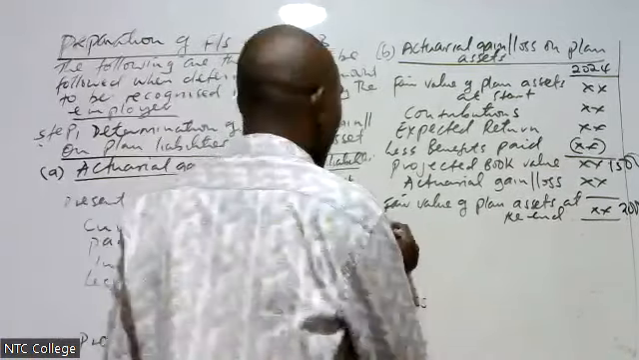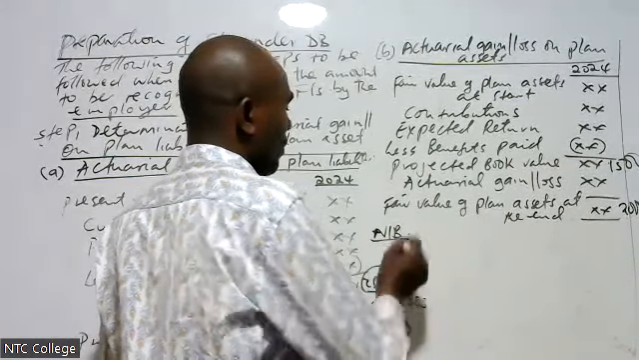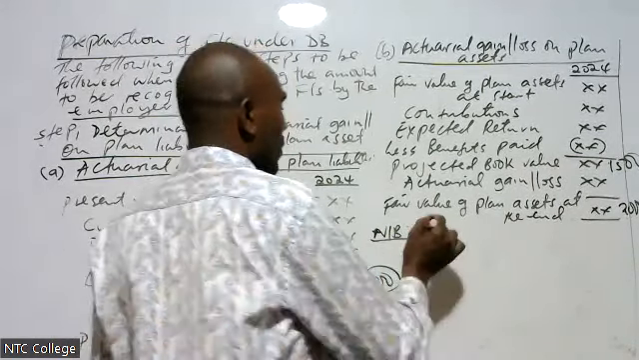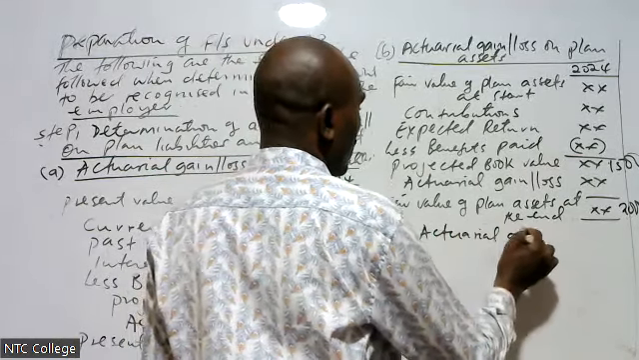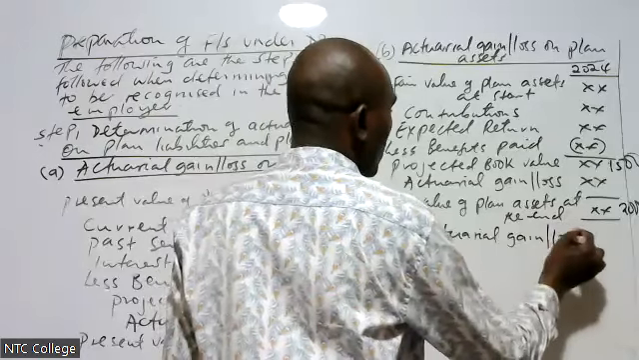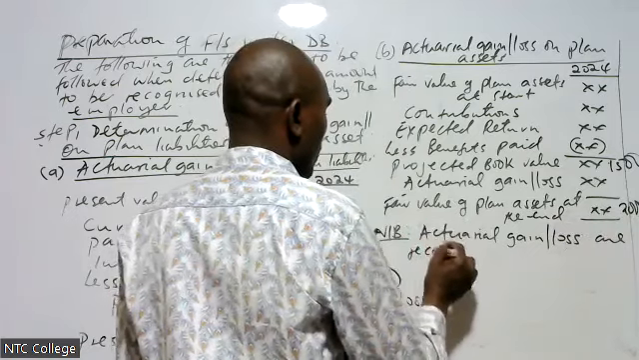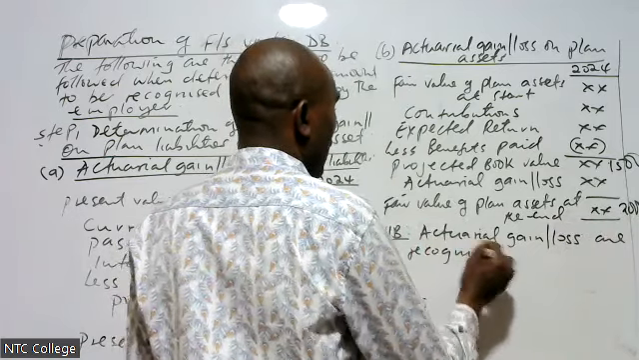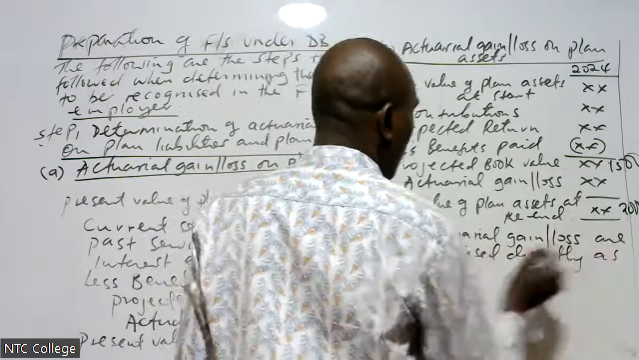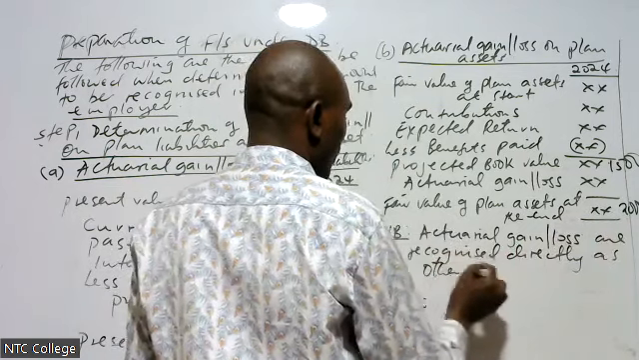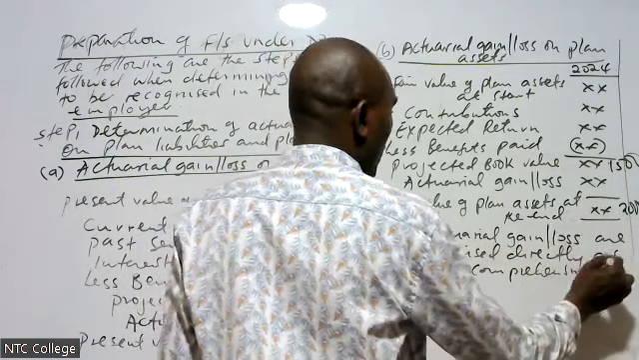Now you put a dash and say NB, or a note, and say actuarial gain or loss are recognized directly as other comprehensive income.